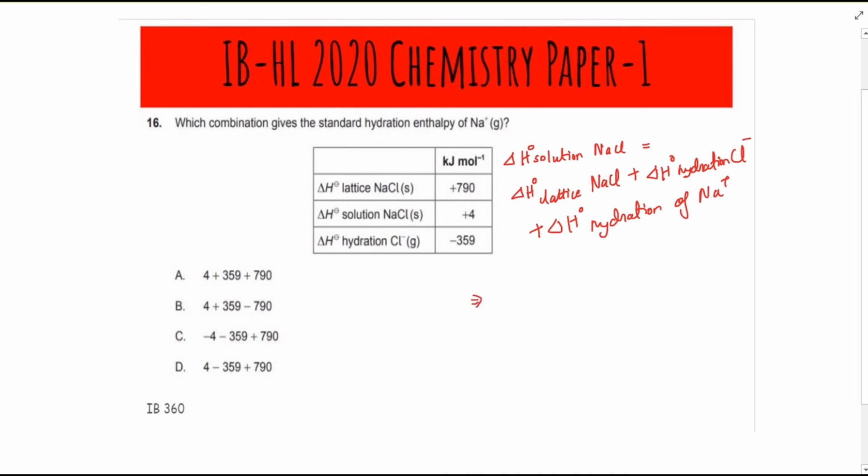So this is our final equation, and we can just plug in the values to get the answer. Delta H naught solution is plus 4, lattice is plus 790, hydration of Cl- is minus 359, plus this is delta H naught hydration of Na+. Let's just write it as delta H naught. So delta H naught is equal to plus 4 plus 359 minus 790. So from the options, option B is the correct answer to this question.